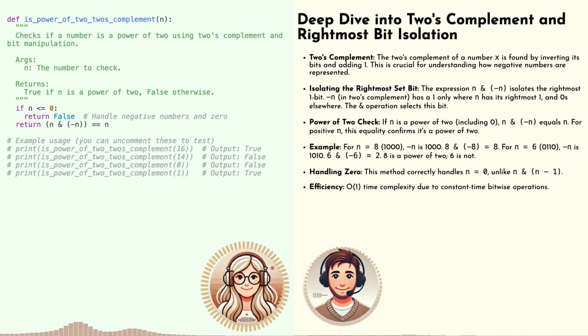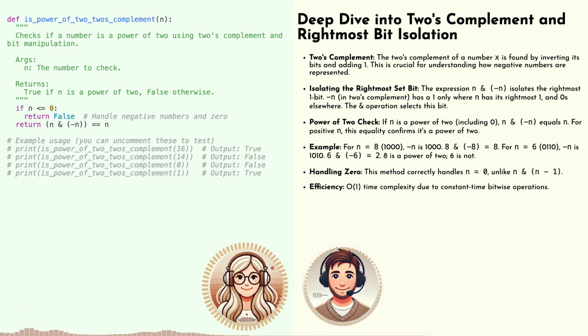Let's say we have the number 12, which is 1100 in binary. Got it. Now, to get its 2's complement, we flip the bits, which gives us 0011. Then we add 1, and we get 0100. That's the 2's complement of 12. Okay, I'm following so far. Now comes the fun part. We do a bitwise AND between 12, which is 1100, and its 2's complement, which is 0100. And what do we get? We get 0100. Hey, that's just the 2's complement itself. Right. Only that rightmost 1 bit made it through. I see. So it's like we isolated that one bit, kind of like shining a spotlight on it.